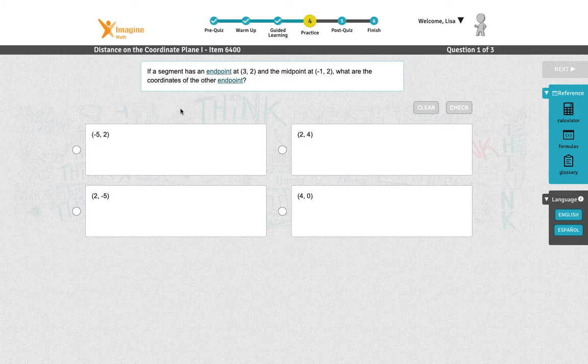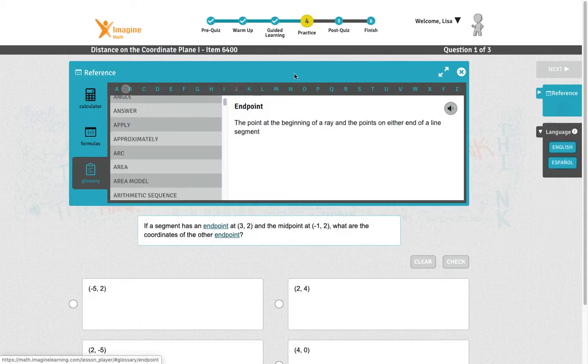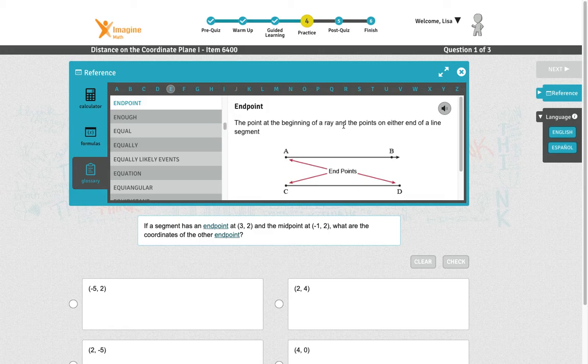But remember, you need to be reading carefully because it's very easy for us to get these questions wrong when we're not reading well. And I know this is not a reading class, but it is still expected. So if a segment has an endpoint, and remember endpoint means the point at the beginning of a ray, and the points at either end of a line segment. So in this case, we're talking about the end of a line segment, okay?